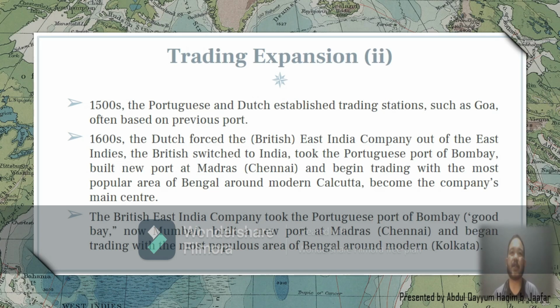The British East India Company took the Portuguese port of Bombay, now Mumbai, built a new port at Madras, now Chennai, and began trading with the most populous area of Bengal around modern Kolkata.